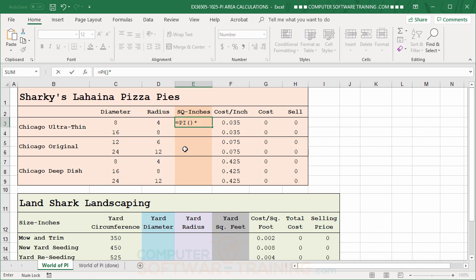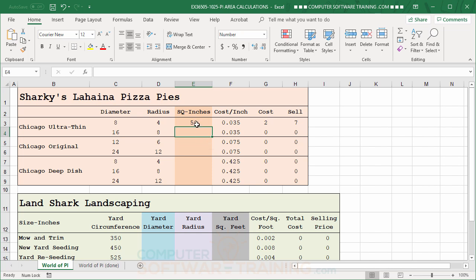So then we say times, all right? And then we take the radius, which is this guy here. So we click on the radius, and then we put the little hat character in. That means power. That's the one that's above number 6 on your keyboard on the top there. And then we're going to type in the number 2, all right? So the area is equal to pi times the radius squared, right? Enter that in, we get 50 inches, all right?